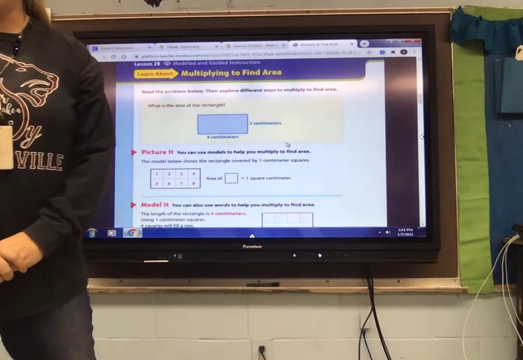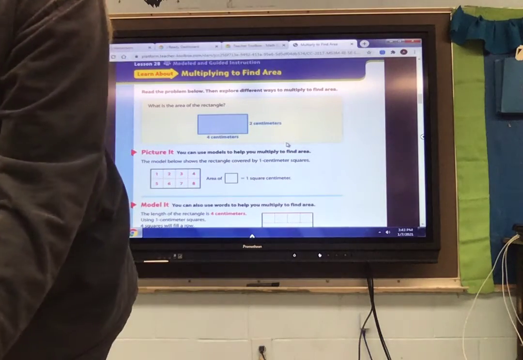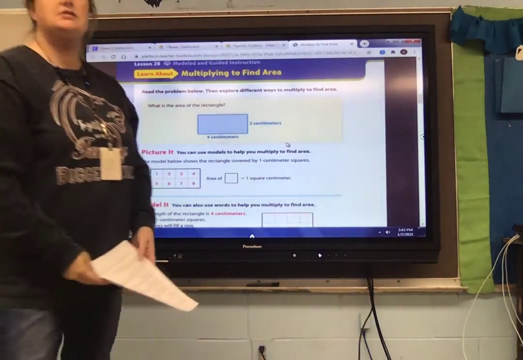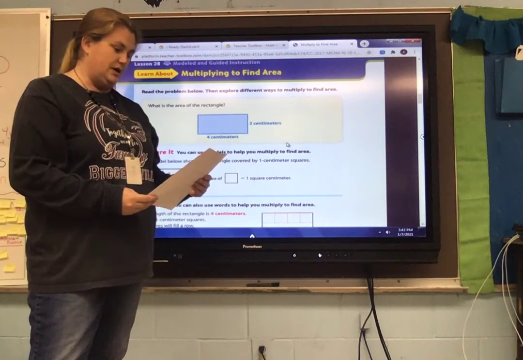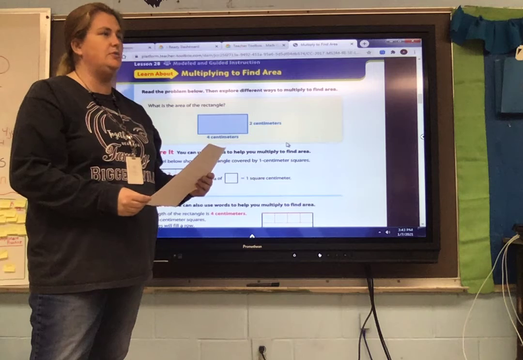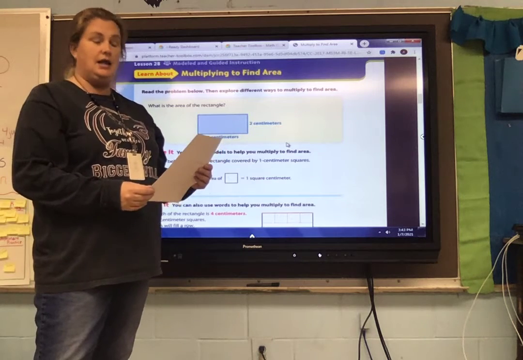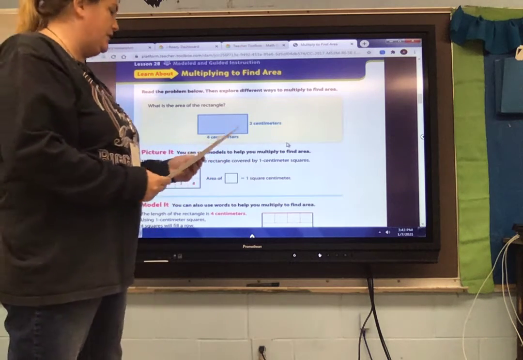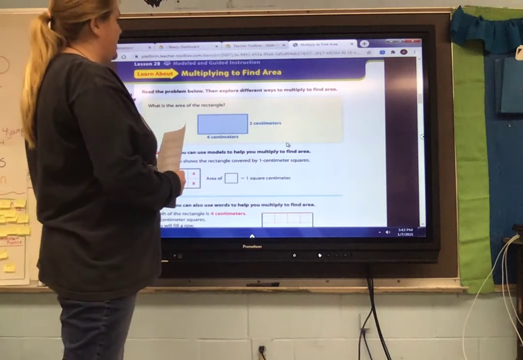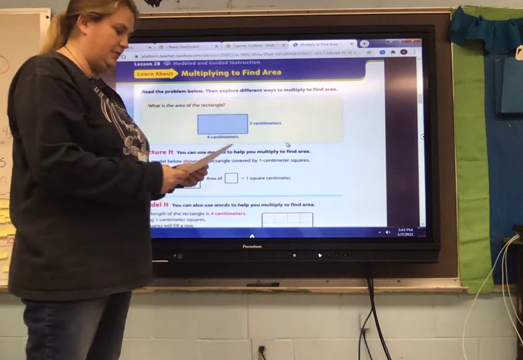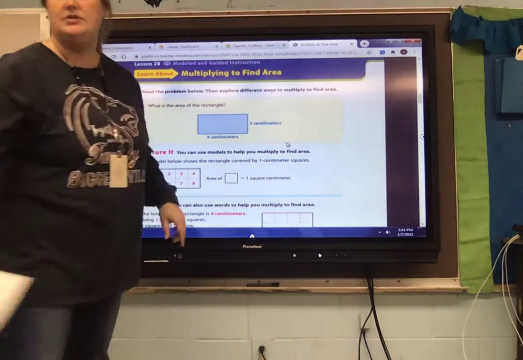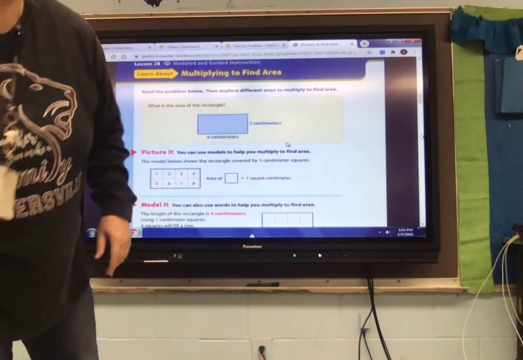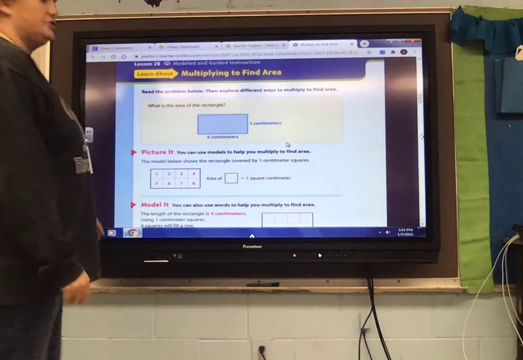All right, so we are continuing to work with perimeter and area. Our focus now is still on area. So this is Monday, January 11th, and we are going to be working on lesson 28. It is a blue page in your IReady book, and this is page 288. We're going to go all the way to 291. So let's start on 288.